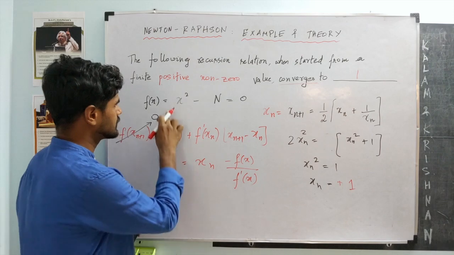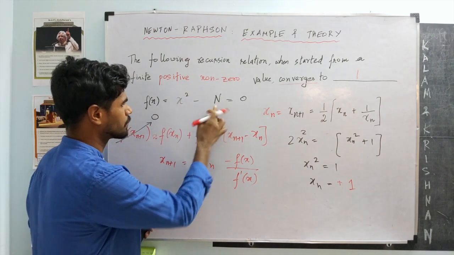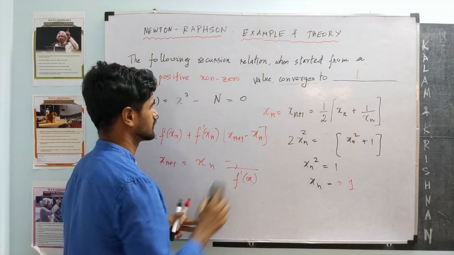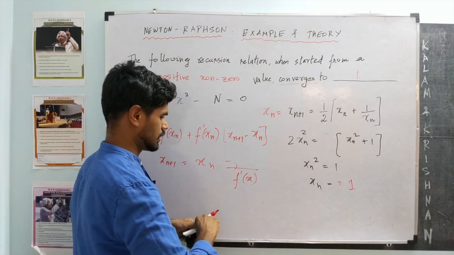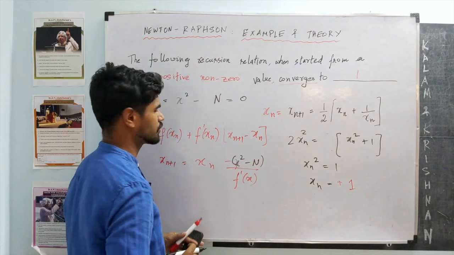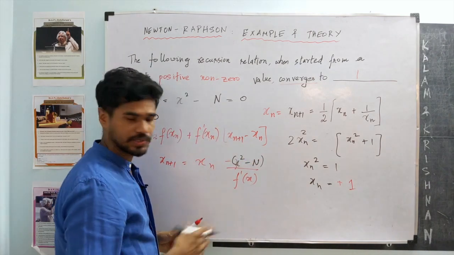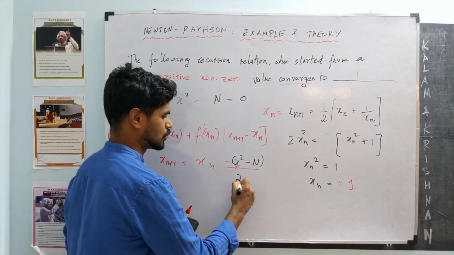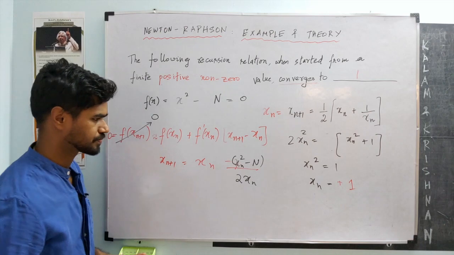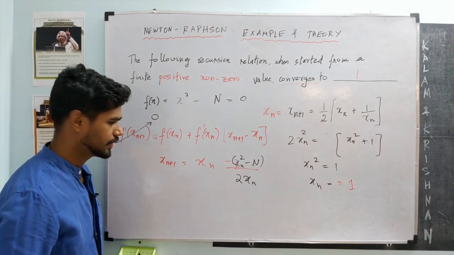At this stage, let's say we want to find the roots for x square minus n. What is f of x? F of x is x square minus n. Agree? What is f dash of x? The derivative of this is 2x. So 2x, and of course we are looking at the nth value. Fine.